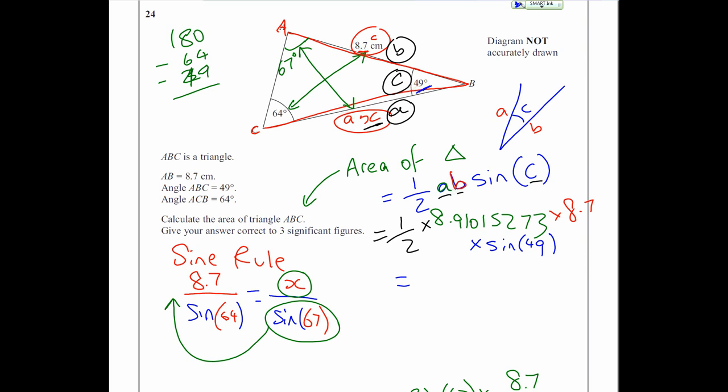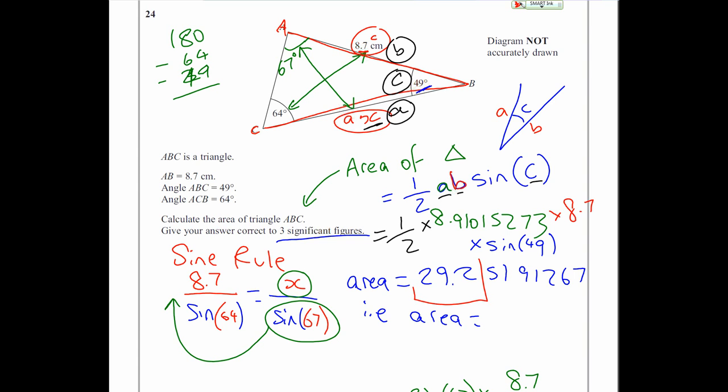And you get 29.251967. And we want it to 3 significant figures, so we want the first 3 numbers. We want to know if we want to round up or down. We want to round up to 29.3 centimeters squared because it's area. Okay, so we want to get the units correct.